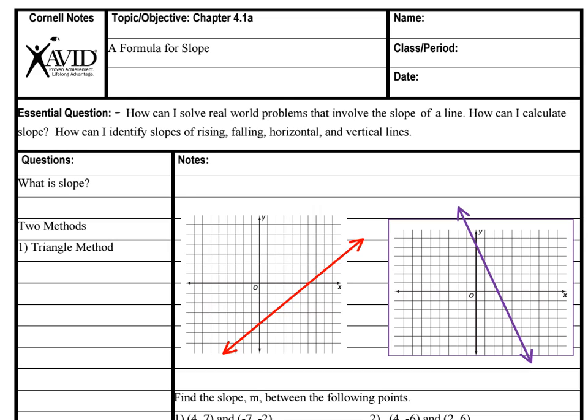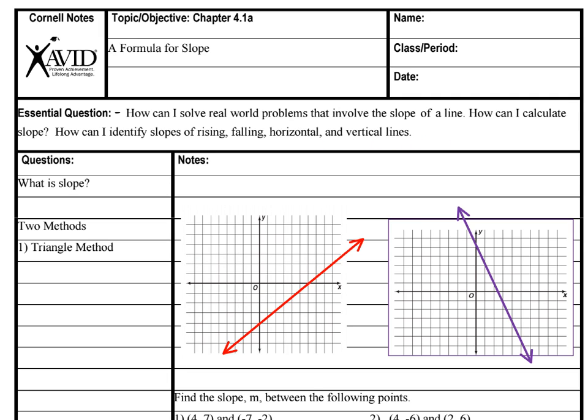This is lesson 4.1a, a formula for slope. Our essential question: how can I solve real-world problems that involve the slope of a line? How can I calculate slope? How can I identify slopes of rising, falling, horizontal, and vertical lines?